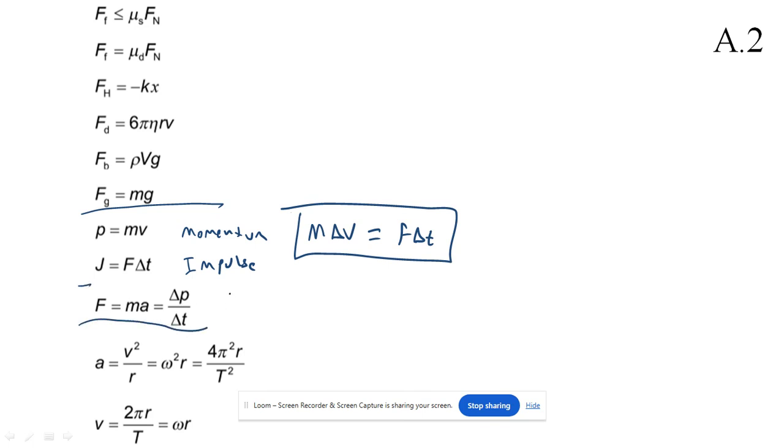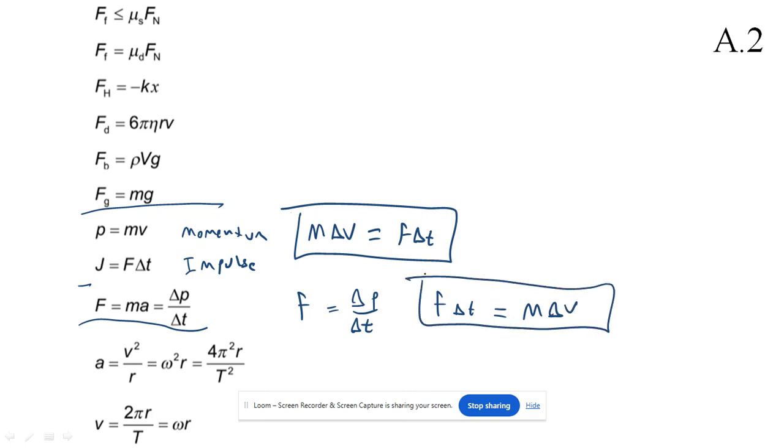This is actually how Newton stated the second law: that force is the time rate of change of momentum. If we rearrange this, force is change in momentum over time. Rearranging that, force times change in time is equal to the change in momentum. Well, change in momentum will be mass times change in velocity, and you can get it from there too. So really, it's just F equals ma.